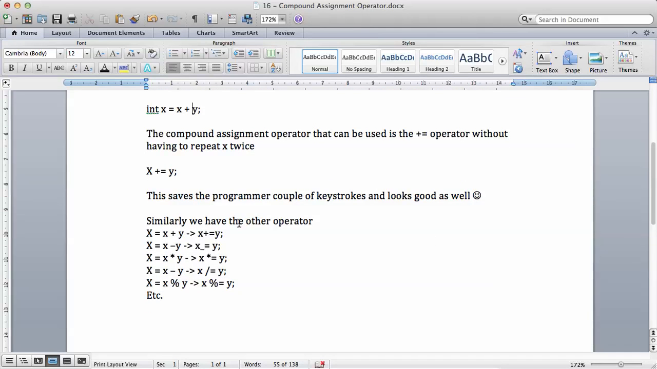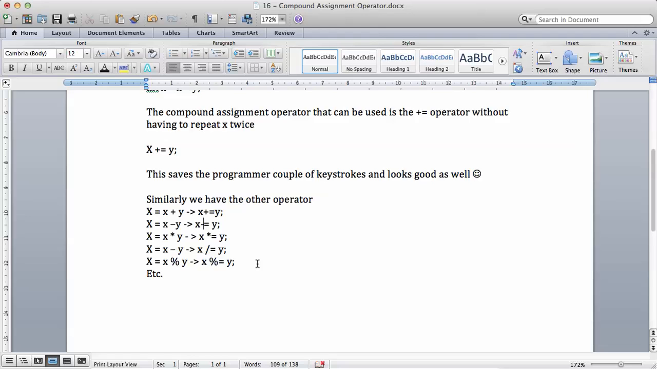Similarly, we have the same type of compound operator for the rest of the arithmetic operators. For example, for the plus, x equals x plus y is x plus equals y. x equals x minus y is similar to x minus equals y. x equals x multiplied by y is the same as x multiply equals y, and so on and so forth. You can do it for the modulus as well.